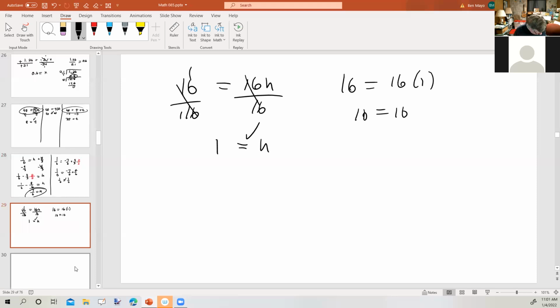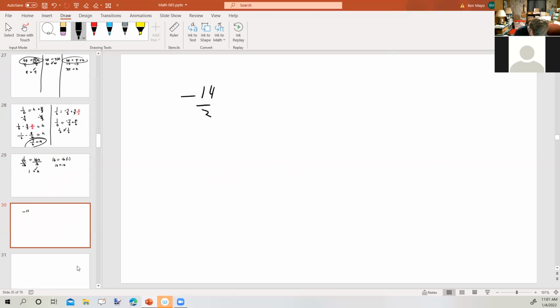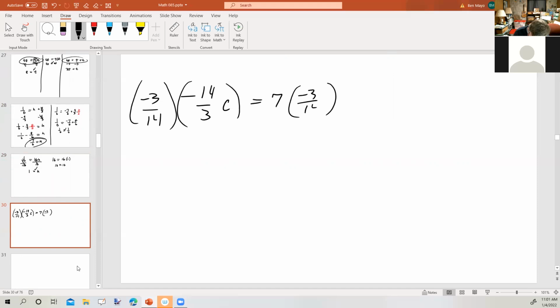Let's see here. How about this one? -14/3 c equals 7. So the coefficient of c is a fraction, so we'll multiply both sides by the reciprocal, which would be -3/14. -3/14 times -14/3 all reduces down to 1. 1 times c is c. 7 times -3/14, 7/14 is 1/2, so we get -3/2. Okay.